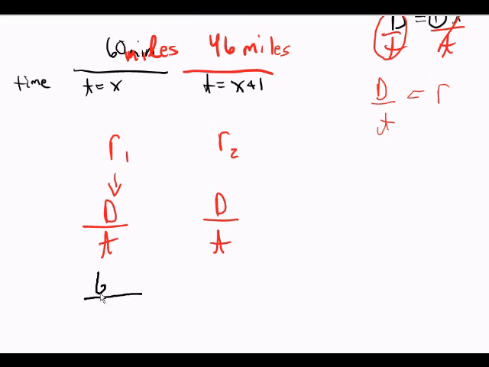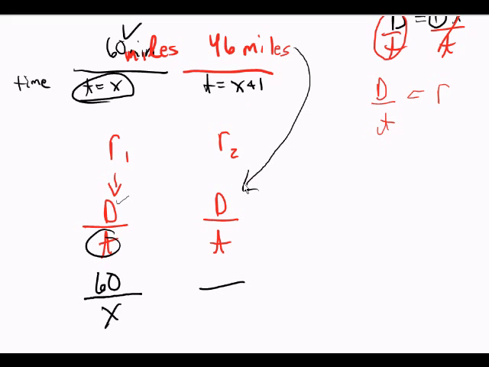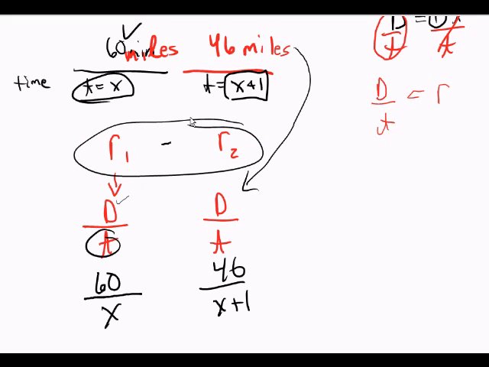I'm going to fill in these blanks. The distance on the first part of the trip was 60 miles. The time on the first part of the trip was just x. The distance on the second part of the trip was 46 miles, and the time was 1 hour more, so it's x plus 1. So I want to try to get these two speeds to equal each other.